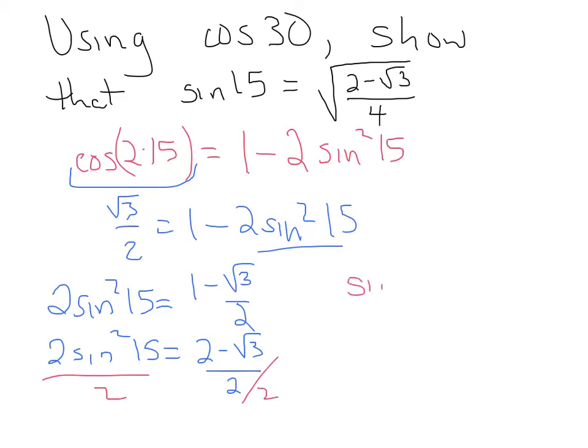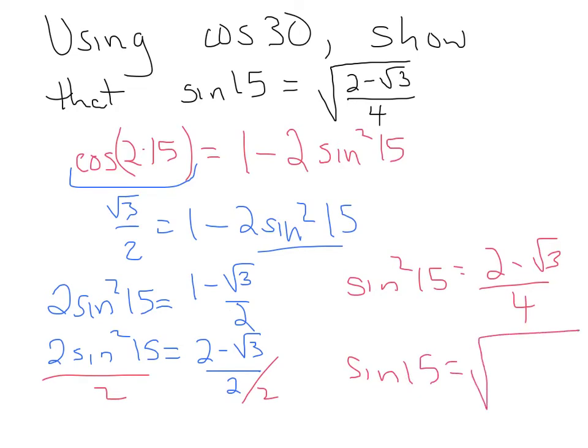Now we can divide both sides by 2. We get sine squared 15 equals 2 minus square root 3 over 4. And we square root both sides. Sine of 15 equals the square root of 2 minus the square root of 3, all over 4. And you might be saying, but wait a minute, Mr. Schneck, you just square rooted both sides. You were solving. Shouldn't you have a plus or minus there?